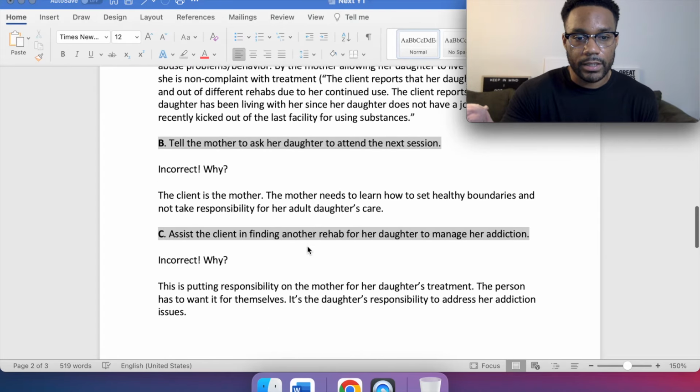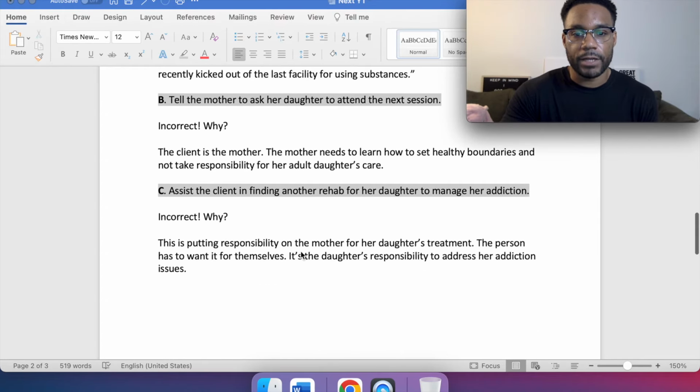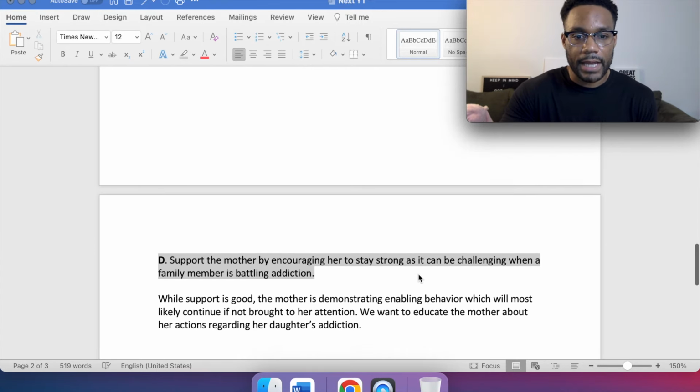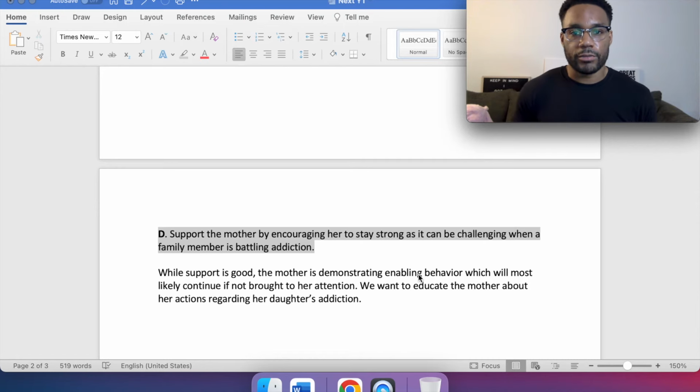So when we look at C again, this is putting responsibility on the mother for her daughter's treatment. The person has to want it for themselves. It's the daughter's responsibility to address her addiction issues. And then D is also incorrect.